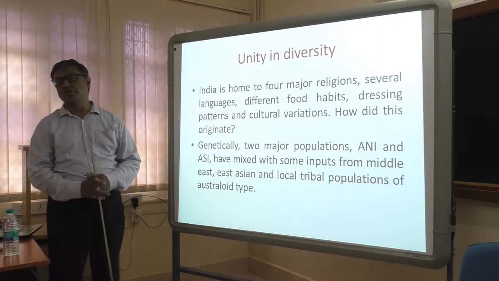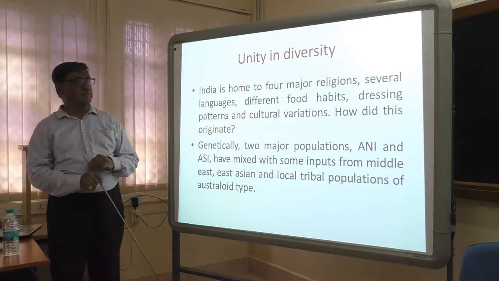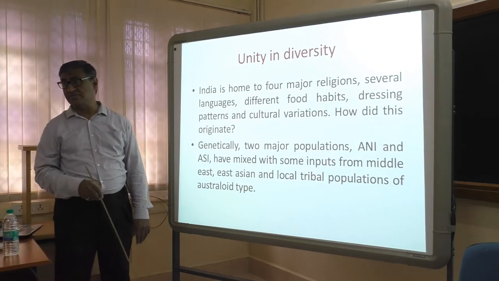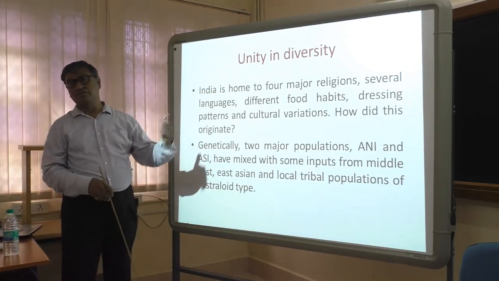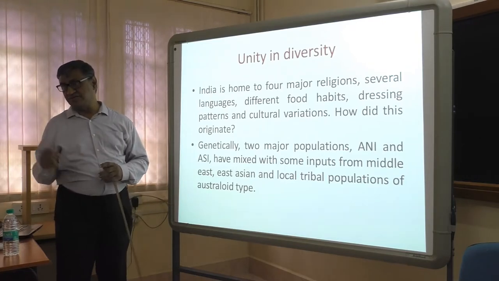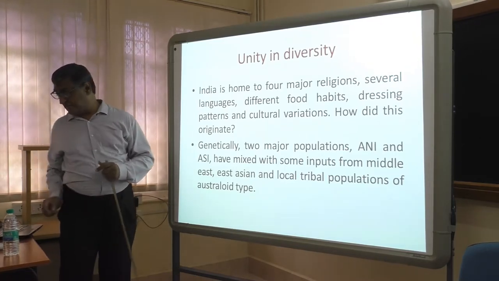In fact, if you look at originally, about 5,000, 6,000 years ago, this component was not there. Mainly it was the ASI which was there. And then later on, more and more people came. So there was no invasion. Aryan invasion definitely was not there. But it was migration, influence. Why did that migration take place?